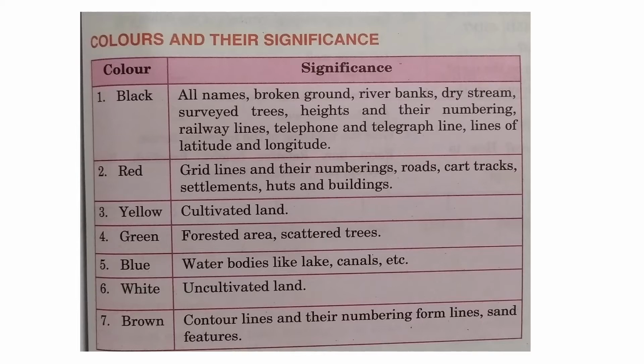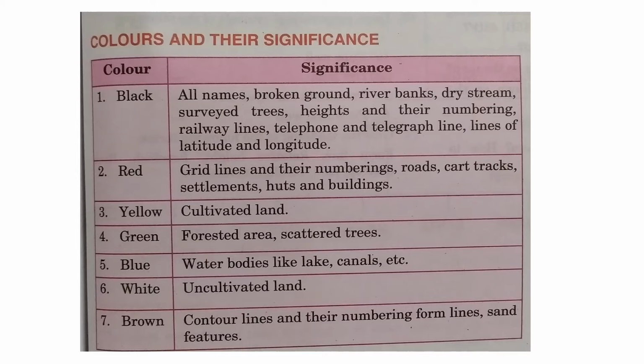So first we are going to deal with black color: all the names, broken ground, river bank, dry stream, survey tree, height and their numbering, railway lines, telephone, telegraph line, line of latitude and longitude. These are all seen in black color. Second one is red: grid line and their numbering, road, cart tracks, settlement, huts and building will be all shown in red color. Cultivated land will be shown in yellow.